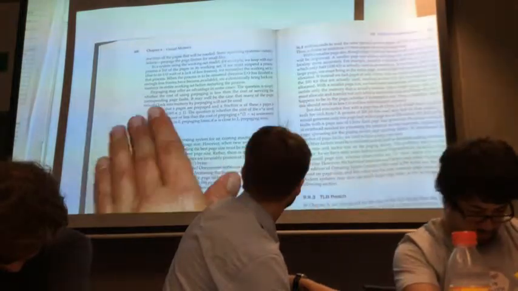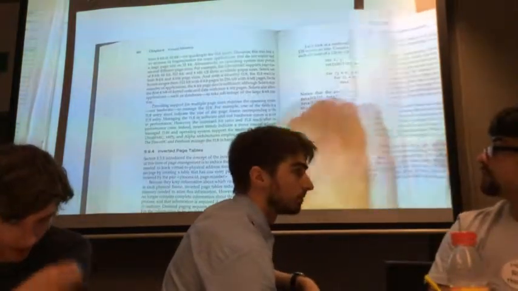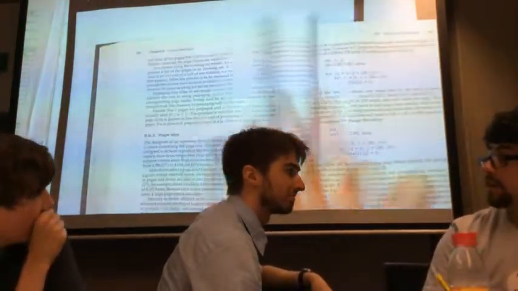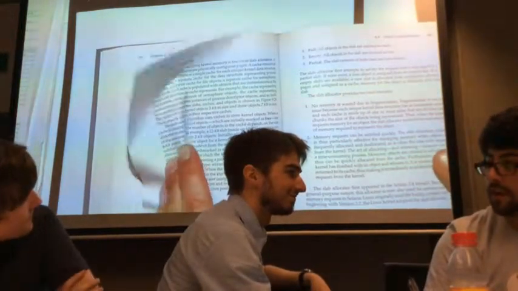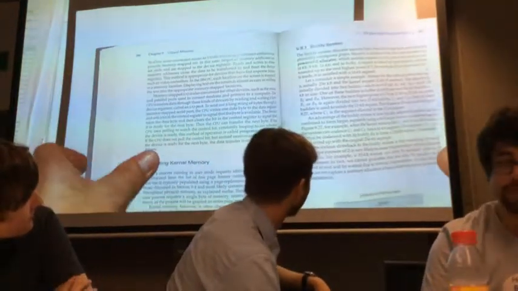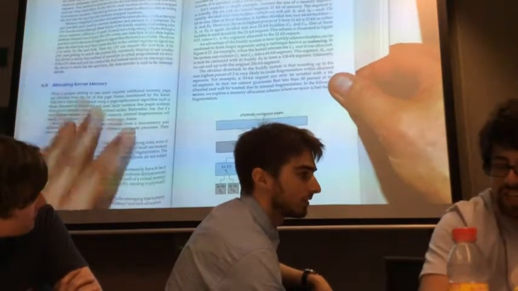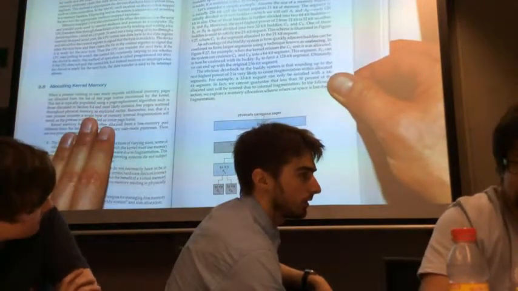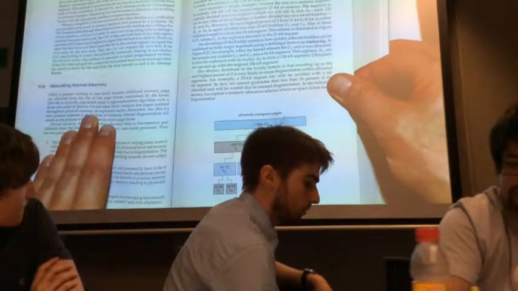We should have a look at figure 9.27. Get a bit of an idea of what it is we're talking about. Oh yes, there we are. Buddy system allocation. Oh, I think we can handle that.